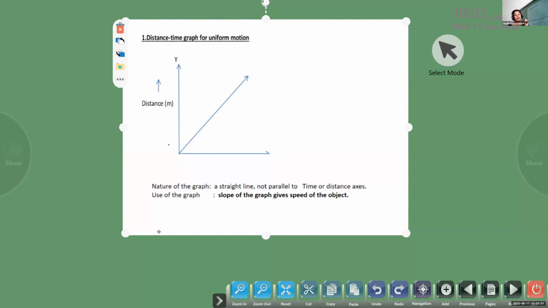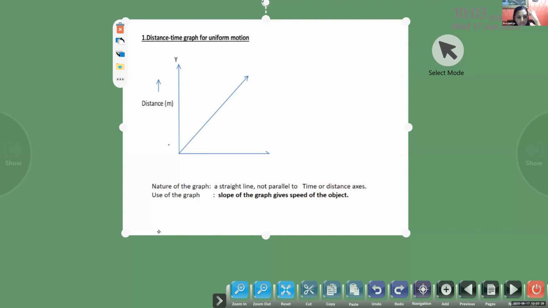Okay, children. So this is the first type of graph. We represent speed, acceleration, displacement all with the graph. That is the next topic. So we are learning the first 6 graphs. The first graph is distance time graph for uniform motion.